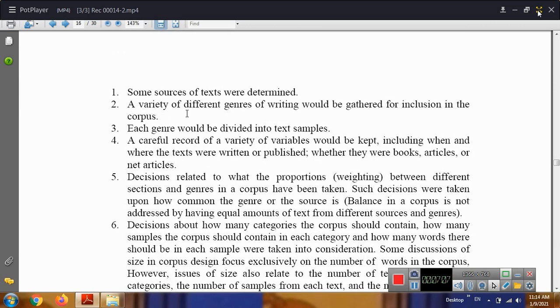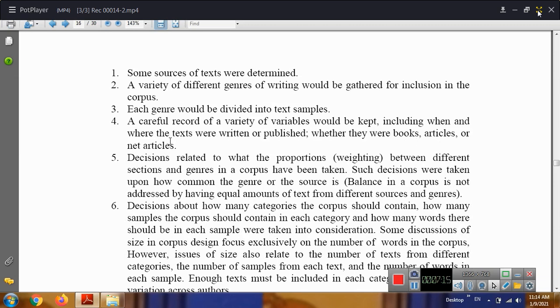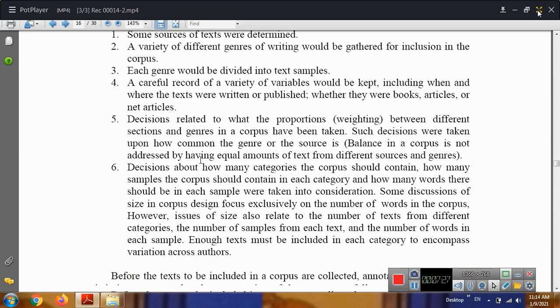Some sources of text were determined. A variety of different genres of writing would be gathered for inclusion in the corpus. It is about the ICA. Each genre would be divided into text samples. A careful record of a variety of variables would be kept, including when and where the texts were written or published, whether they were books, articles, or net articles. A decision related to what the proportions between different sections and genres in a corpus should be has been taken.